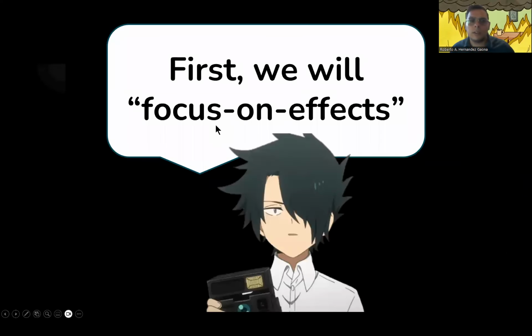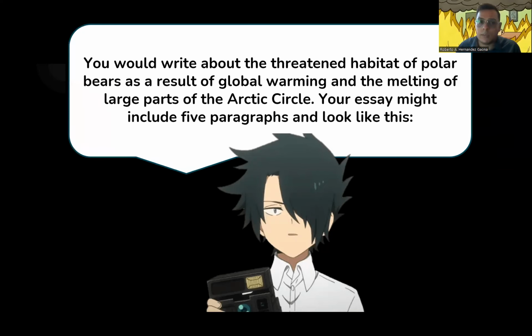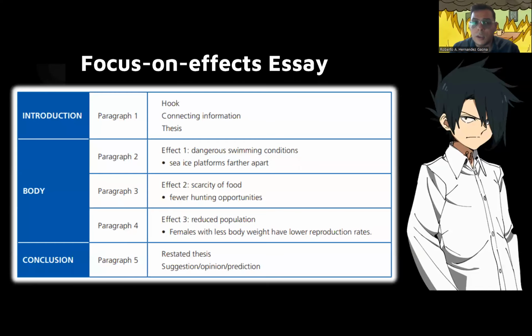All right, now let's focus a little bit on one of the two types that we're going to talk about, and we're going to focus first on the effects. So if we want to write an essay that focuses on effects, sorry, we're going to start by what our outline should look like. So basically, if we want to write an essay about the threatened habitat of polar bears as a result of global warming and the melting of large parts in the Arctic Circle, our essay would look something like this. Okay. So remember, we're focusing on the effects.